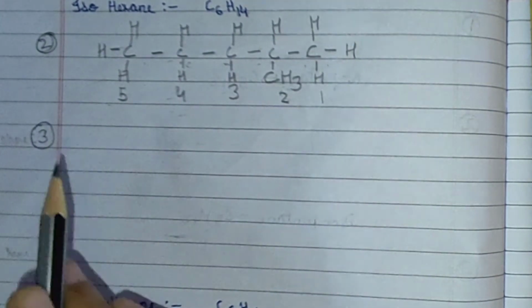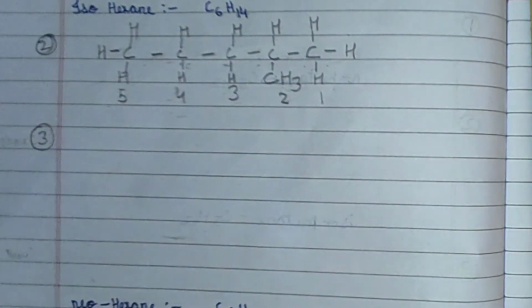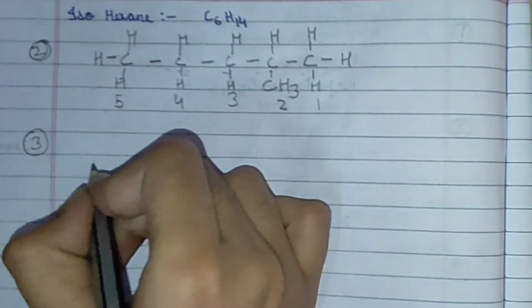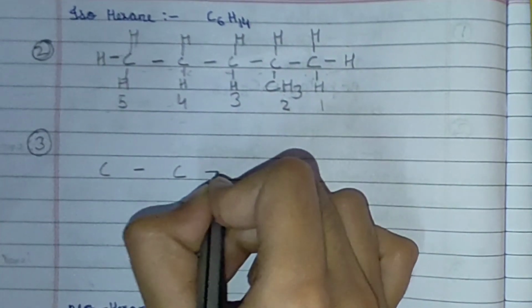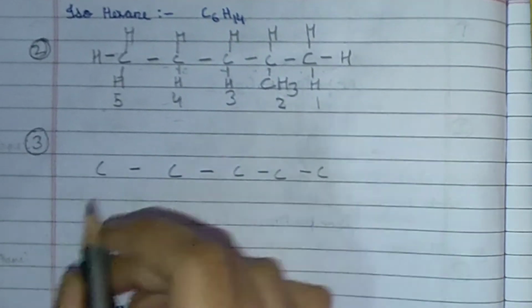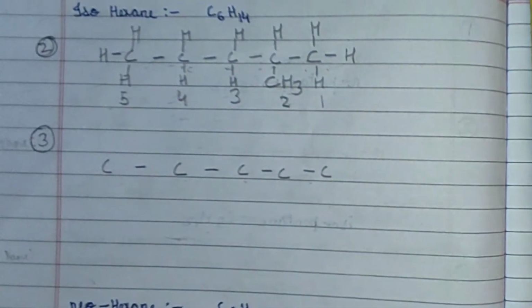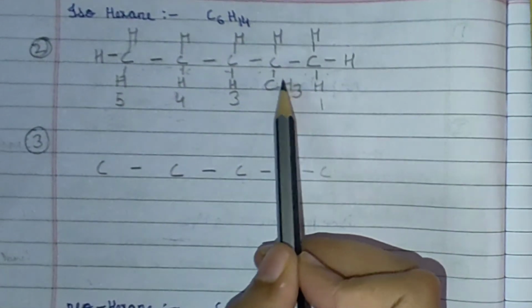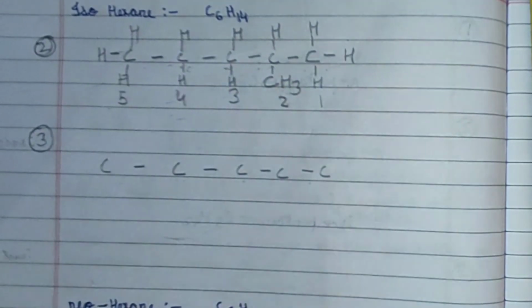Now we have to draw one more structure of isohexane. So what we will do? We will do the same thing, we will draw the structure of 5 carbons. 1, 2, 3, 4, 5, done. Now we will change the position of the methyl group. So it was here, we will just put it in the next one.